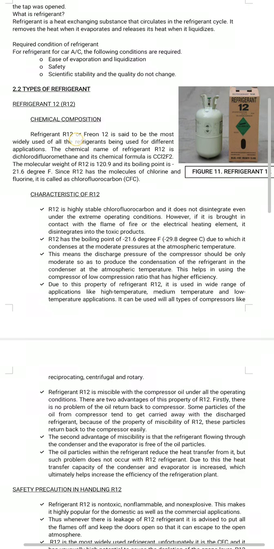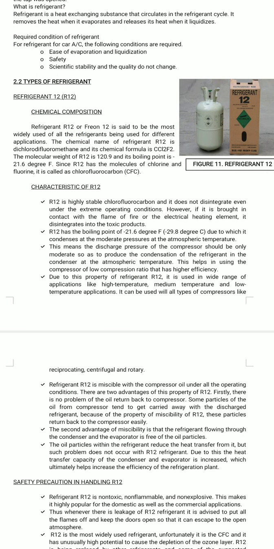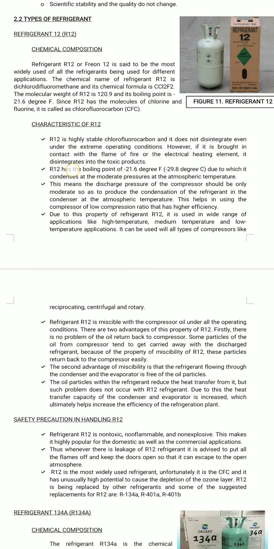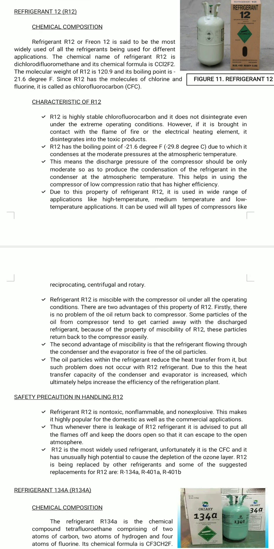2.2 Types of refrigerant. Refrigerant 12 or R12. Chemical composition. Refrigerant R12 or Freon 12 is said to be the most widely used of all the refrigerants being used for different applications. The chemical name of refrigerant R12 is dichlorodifluoromethane, and its chemical formula is CCl2F2.